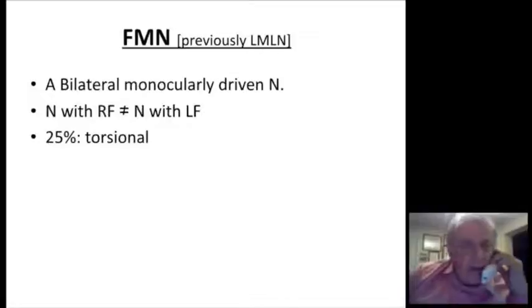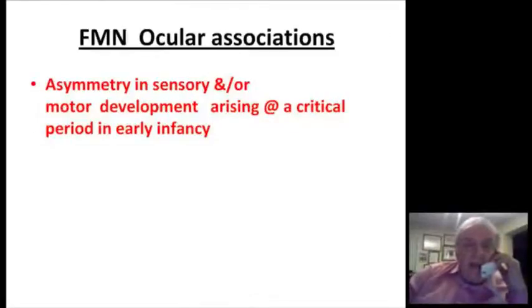I'm also going to talk briefly about fusion maldevelopment nystagmus, because we're talking about nystagmus in childhood. And I always teach this as a bilateral nystagmus that is monocularly driven. So the nystagmus with right fixation is not the same as the nystagmus with left fixation. And if you see torsion on the slit lamp, then it's almost certainly FMN. And the associations of FMN are basically different from those of IN.